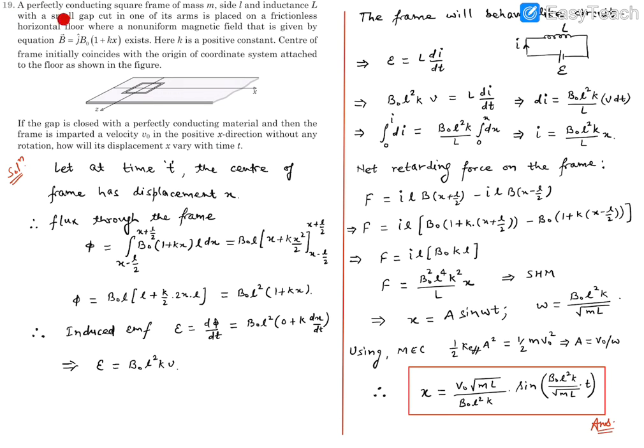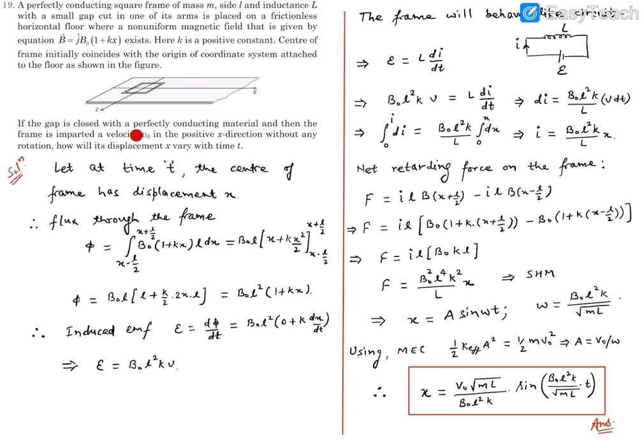It says a perfectly conducting square frame of mass m, side length L, and inductance capital L, with a small gap cut in one of its arms, is placed on a frictionless horizontal floor where a uniform magnetic field is given by this. Here, k is a positive constant. The center of the frame initially coincides with the coordinate system origin as shown in this figure.